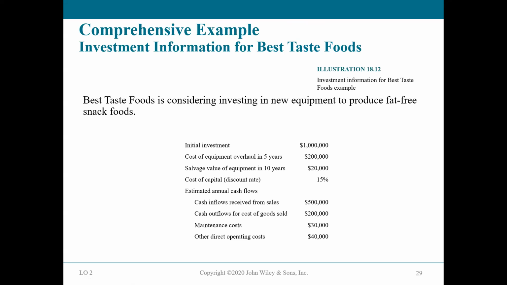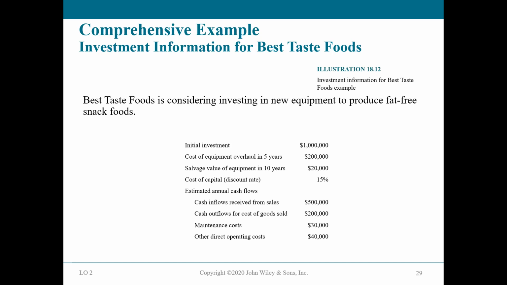Another comprehensive example we're going to walk through here. Best Taste Foods is considering investing in new equipment to produce fat-free snack foods. Their initial investment is $1 million. The cost of equipment overhaul in 5 years will be $200,000. The salvage value of the equipment after 10 years will be $20,000. The discount rate is 15%.